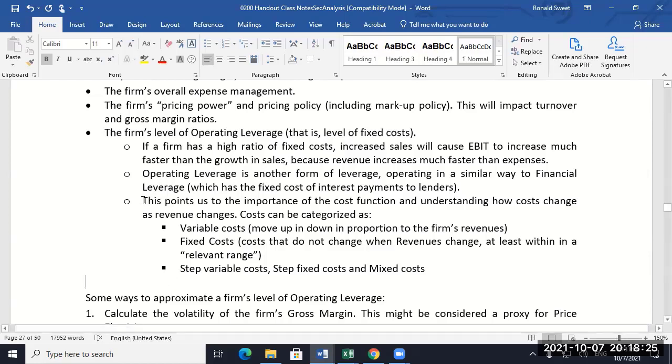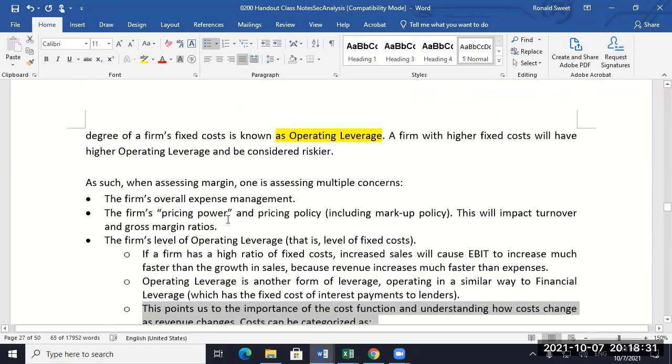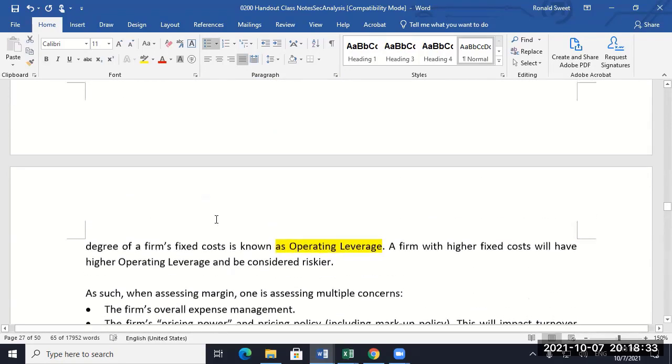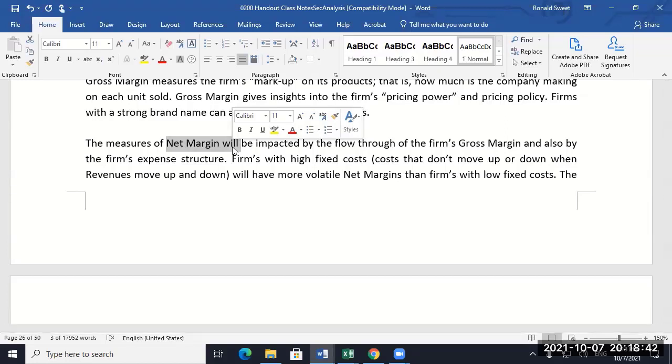So how do you figure all this out? Well, my philosophy is if a firm has a lot of fixed costs, how should that come out in the net margin? How would you notice a lot of fixed costs? You should see a volatile net margin. So that's some of my argument. If a firm has a lot of fixed costs, their net margin will probably be more volatile than a firm that doesn't have fixed costs.